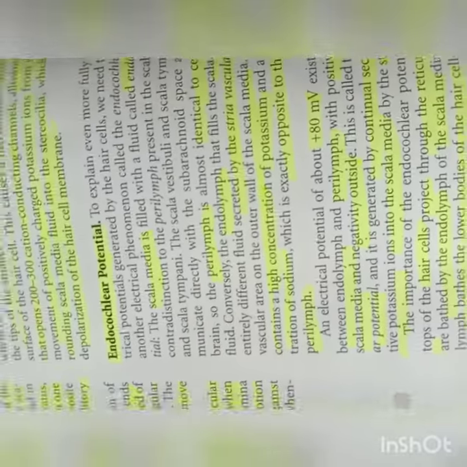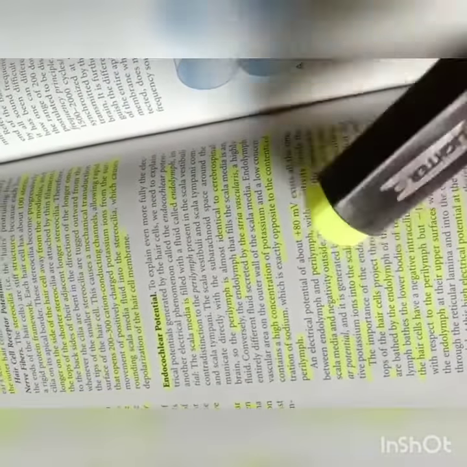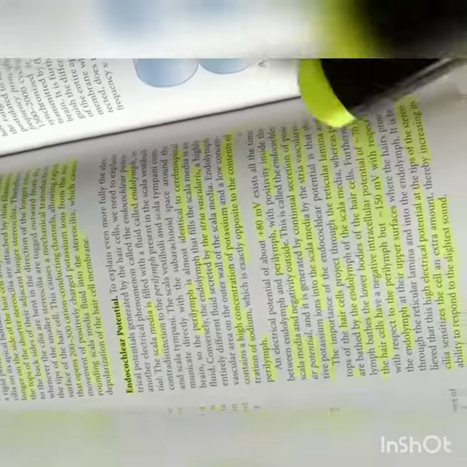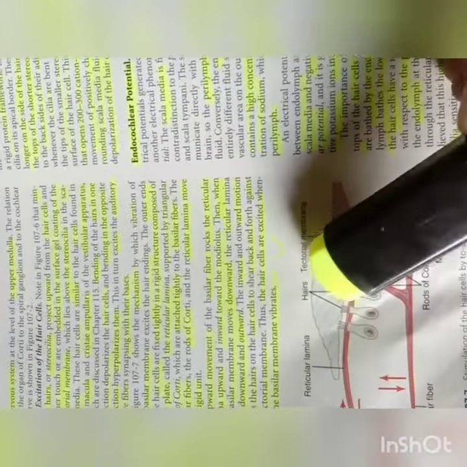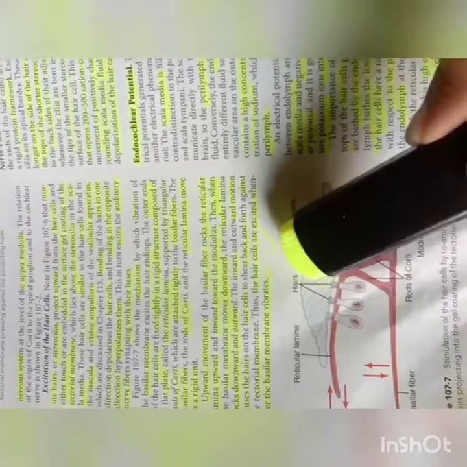This endocochlear potential is mainly due to the secretion of positive potassium ions by the stria vascularis. So this is the stria vascularis, which is creating this more positivity through the influx of potassium ions into the endolymph, and hence there is a difference between the stereocilia or outer cells and the base of the cells. So the base has minus 70 and the top has minus 150.